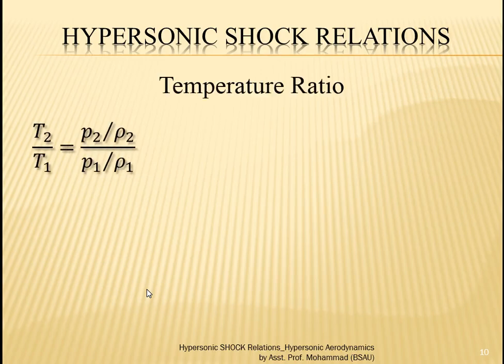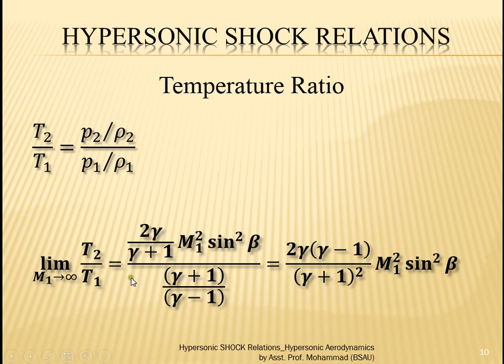The temperature ratio can also be found, that T2 by T1. We know that this is the equation of state: P2 by ρ2 is equal to R into T2, so R is cancelling. So T2 by T1 is equal to this, and now we have already found the pressure ratio and density ratio. We apply them and put them here. We have just put the reduced value of pressure ratio and the reduced value of density ratio here, but this value is already reduced.